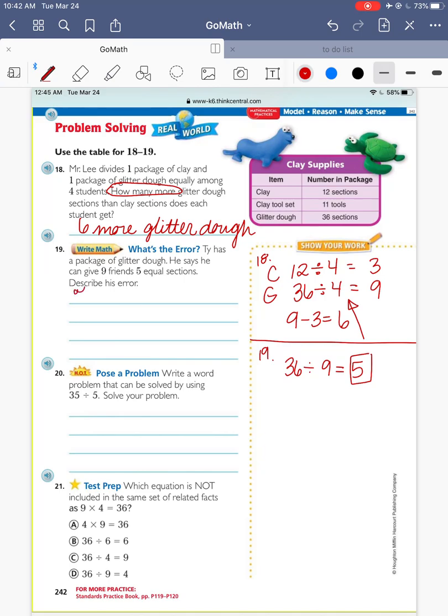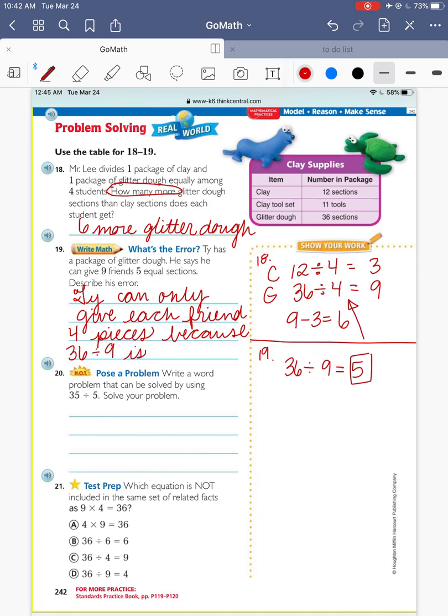So you need to say Ty can only give each friend 4 pieces because 36 divided by 9 is 4, not 5. Okay?